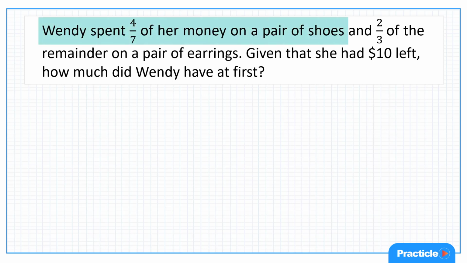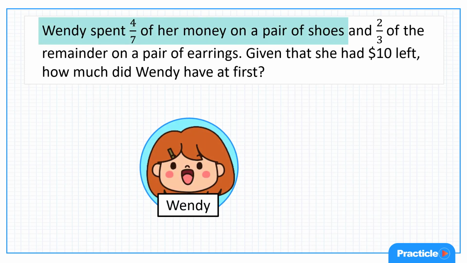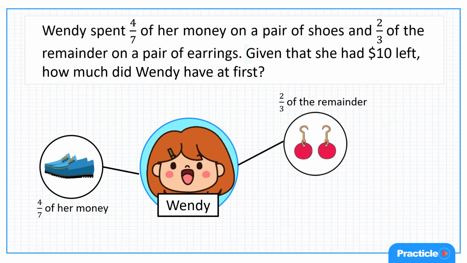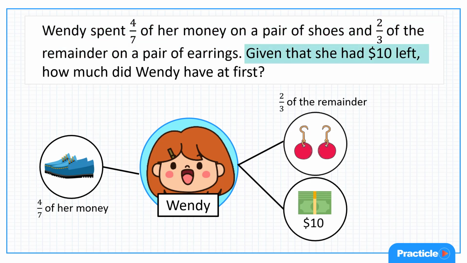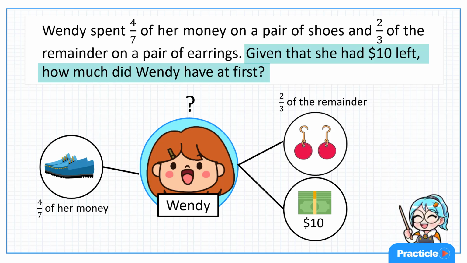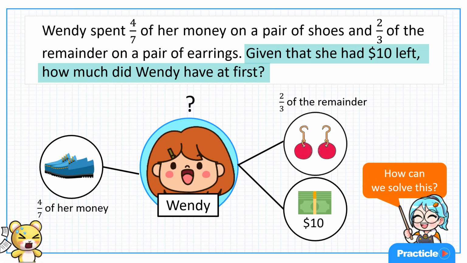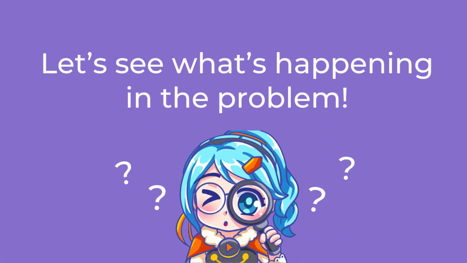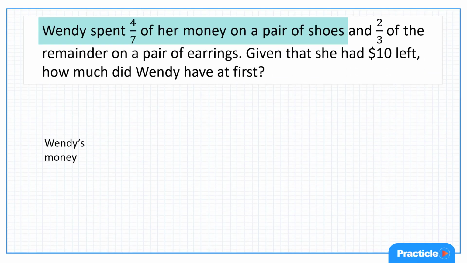Wendy spent 4/7 of her money on a pair of shoes and 2/3 of the remainder on a pair of earrings. Given that she had $10 left, how much did Wendy have at first? After reading this word problem, do you know what this word problem is all about? We are talking about Wendy's money and how she spent it on some different things. Agree? So let's start with all of Wendy's money.